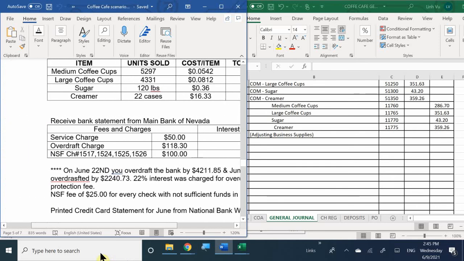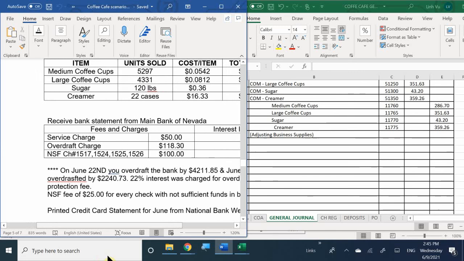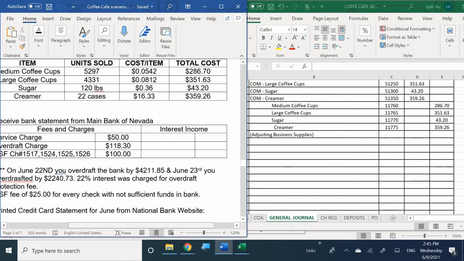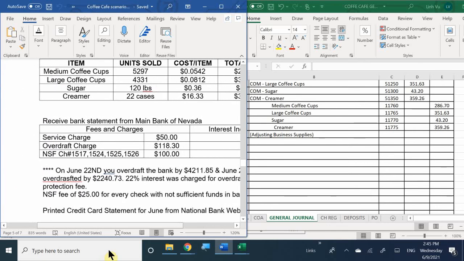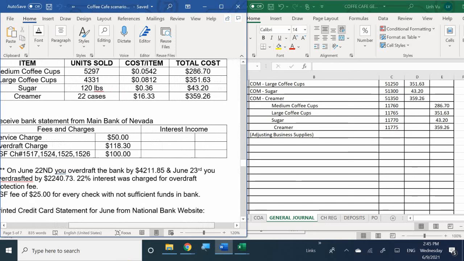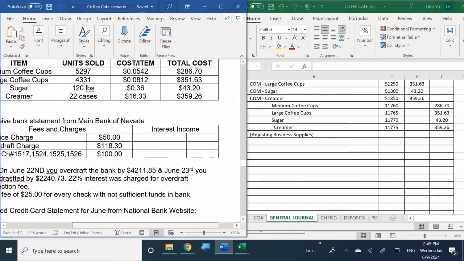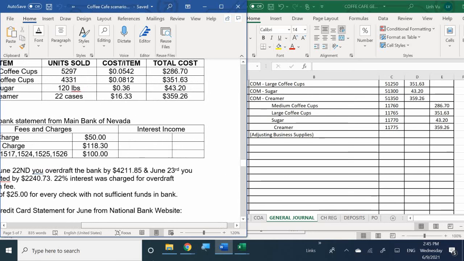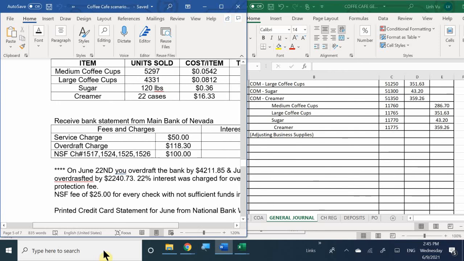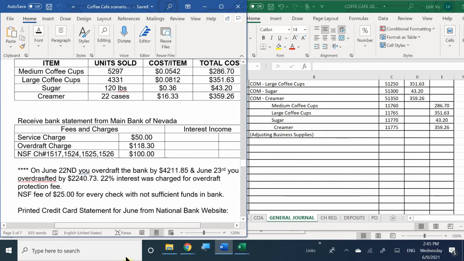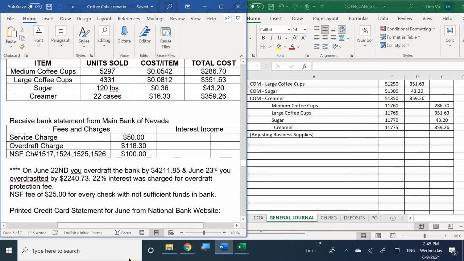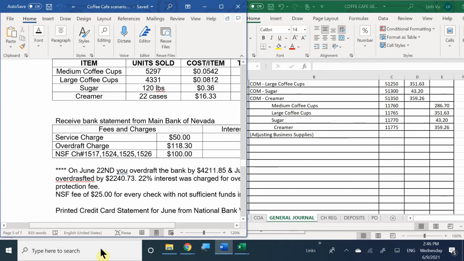Because in the notes down below, it says that you agreed that you're going to be charged 18% for every amount that you overdraft in your bank account. I'm sorry, 22%. So in this case, you overdraft on the 22nd of June by $4,211, right? Do you remember that? Because we wrote that check out. And the 23rd, we also overdraft by $2,240. So again, 22% interest is going to be a total of $118.30.